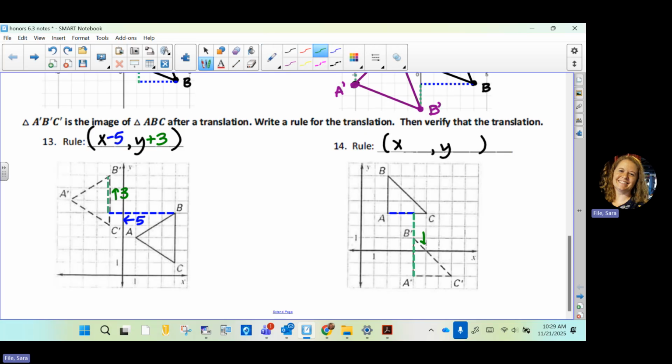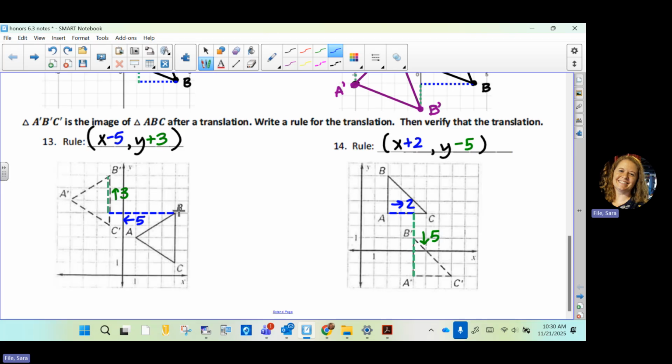So this is going down 1, 2, 3, 4, 5. So that's subtracting 5 from your y. And it was to the right 2. So it's adding 2 to your x. So from A to A prime, I went right 2, down 5.